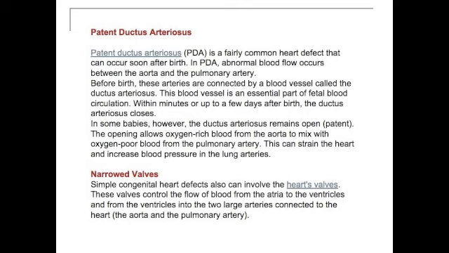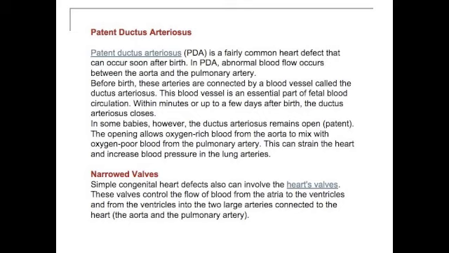Patent ductus arteriosus. PDA is a fairly common heart defect that can occur soon after birth. In PDA, abnormal blood flow occurs between the aorta and the pulmonary artery. Before birth, these arteries are connected by a blood vessel called the ductus arteriosus. This blood vessel is an essential part of fetal blood circulation. Within minutes or up to a few days after birth, the ductus arteriosus closes.